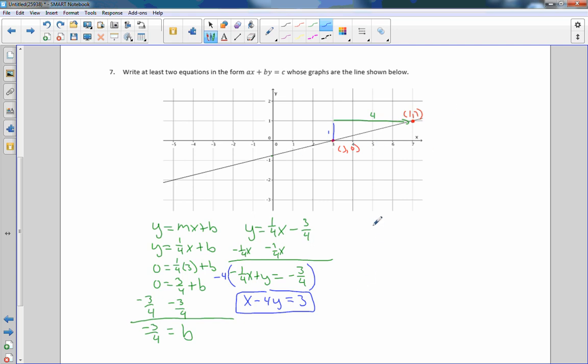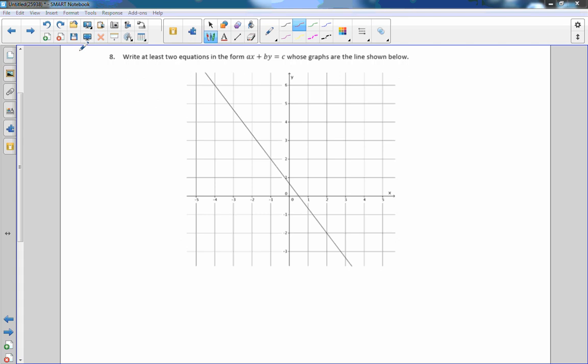Now I'm just going to take that equation and multiply it by something. So I'm going to multiply it by, oh, I don't know, 2. Let's keep it simple. 2 times x is 2x. 2 times negative 4y is negative 8y, and 2 times 3 equals 6. So there are two equations in the form of ax plus by equals c whose graph is that line.